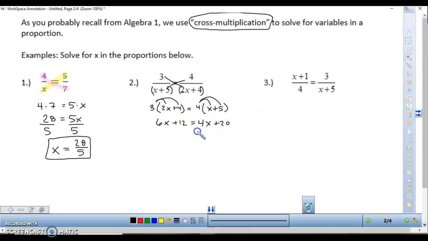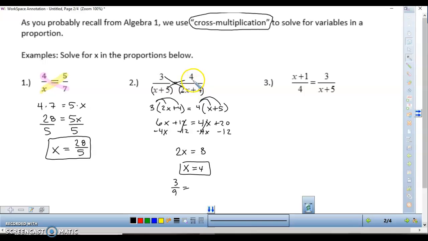Then I will subtract 4x from both sides, subtract 12 from both sides, and we're going to end up with 2x is equal to 8, and so we get x is equal to 4. And just like with any equation, you could always plug this back in and make sure that it works. So for instance, if I plug 4 in here, I get 3/9. 4 plus 5 is 9 there on the bottom.